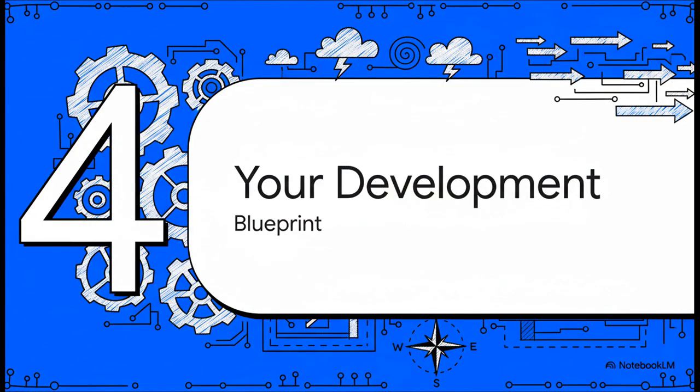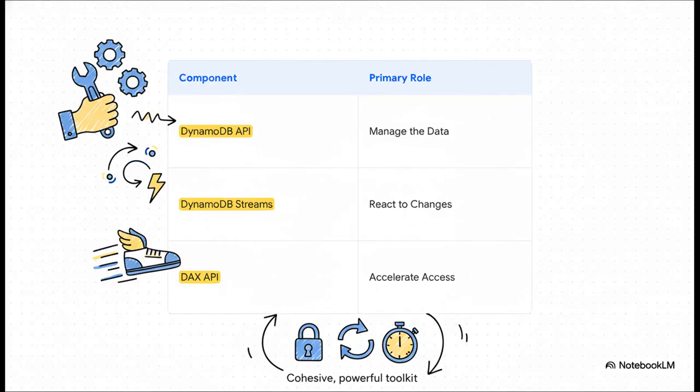So when we put all three of these pieces together, that technical API reference we started with totally transforms into something way more powerful. It becomes your development blueprint. So let's recap it real quick. The main point is this. Each part has a distinct and vital job. The core DynamoDB API is there to manage the data. DynamoDB Streams lets you react to changes in that data. And the DAX API is all about how you accelerate access to it. Manage, react, accelerate. See? It's three parts of one powerful, cohesive toolkit.